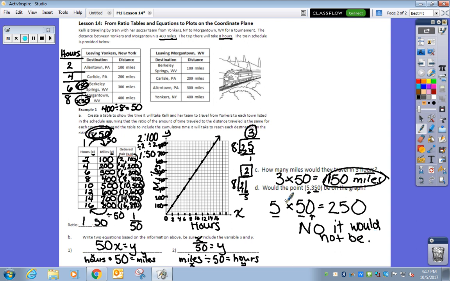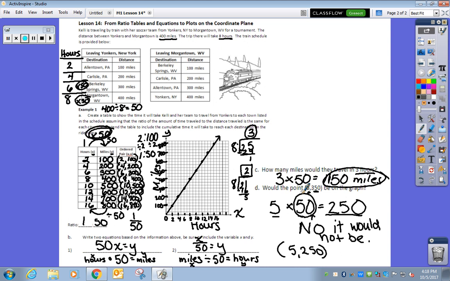Had we done this, the point that would actually be there for 5 would just be 5, 250. That would be a point on the graph. Another way you can do it is to take that second number, that 350, and divide it by 5 to see if you get that 50, or 350 divided by 50 to see if it gives you 5.